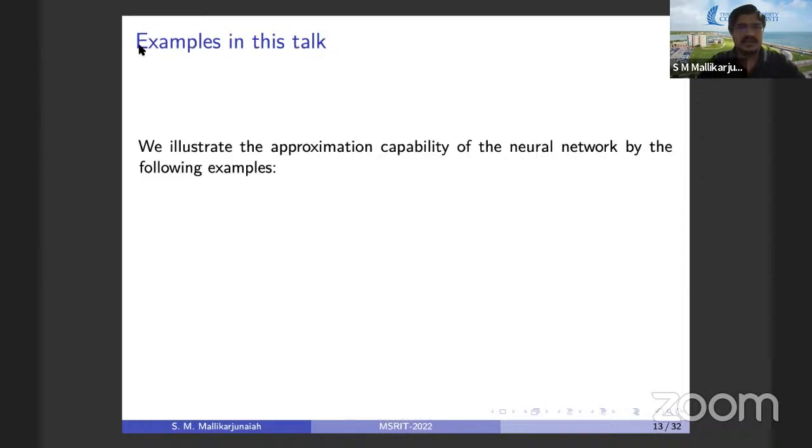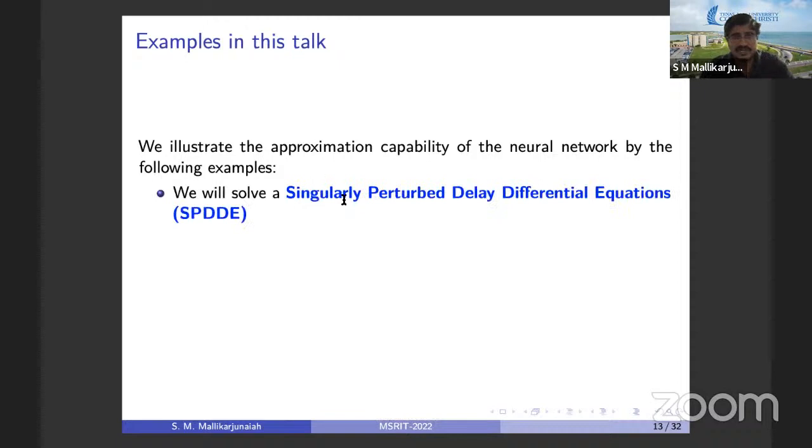Now, how do we use this? So I'm going to show you 2 examples in this talk that are closely related to the FDP. I'm going to illustrate the approximation capability of a neural network by the following examples. I'm going to solve an SPDDE, a singularly perturbed delay differential equation. And as I was saying, since the FDP is on boundary layer theory, I took a differential equation, an ODE, that has boundary layer behavior.